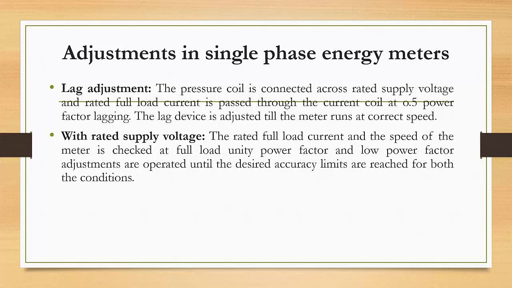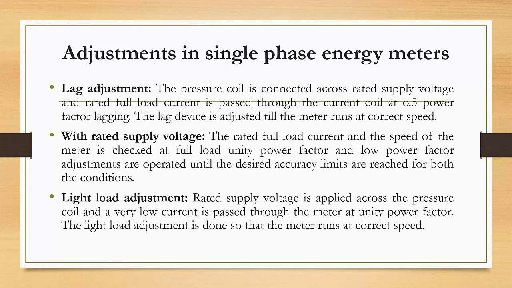Next is how we can check the rated supply voltage connection. The rated full load supply current and the speed of the meter is checked at full load unity power factor and low power factor, so that accuracy is reached in both conditions. In order to find out whether the rated supply voltage is connected correctly or not, connect the current coil to full load current, and the speed of the meter is checked for both power factors, that is for unity power factor and also for low power factor. Now check whether the accuracy is attained.